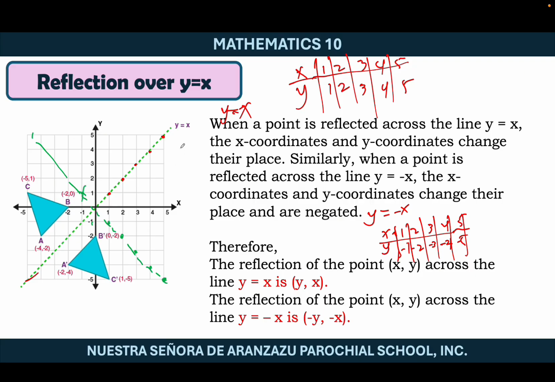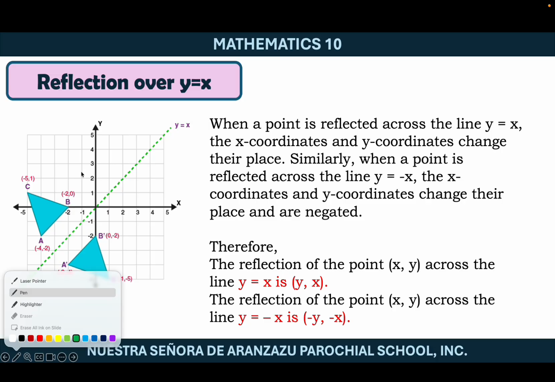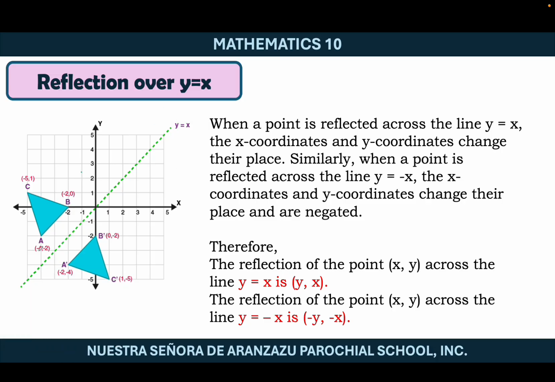So, on this rule, there are two cases we can encounter: y is equal to x or y is equal to negative x. What is an example of this rule? If y is equal to x, let's say our point A is (negative 4, negative 2). We are just switching the position of x and y. So, this will become (negative 2, negative 4), where negative 2 is our y and negative 4 is our x. Our point B is (negative 2, 0). Change their place. That will become (0, negative 2). We have point C, (negative 5, 1). Change their position. That will become (1, negative 5).